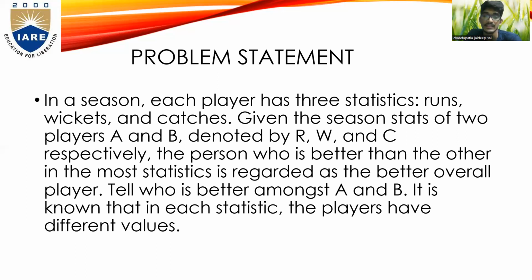So the statistics can be calculated by adding the number of wickets, number of runs, and number of catches. So we have to calculate the sum of the number of wickets, number of catches, and number of runs of the two players, and we should compare both players' scores and statistics, and we can decide them by using the decision control statements. So this is the problem statement given to me.